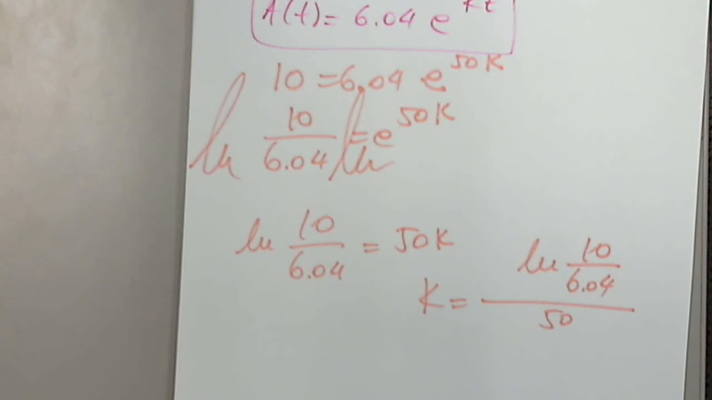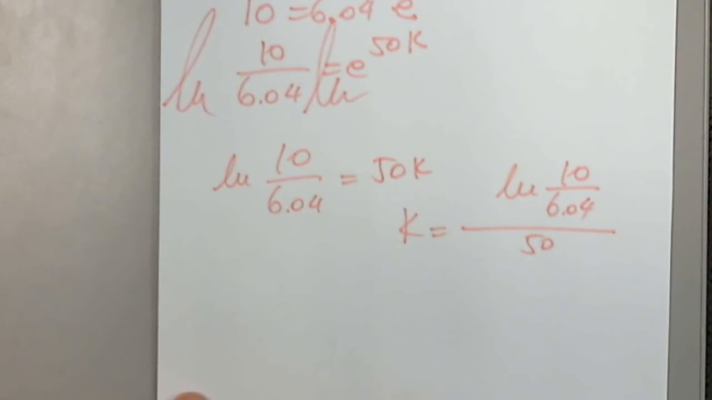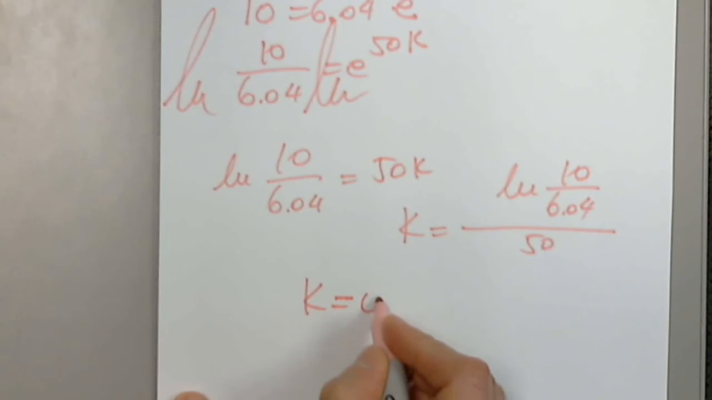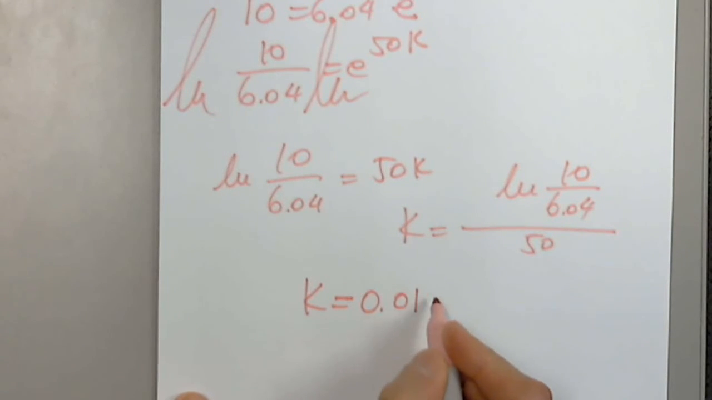Awesome. Well done. So let's plug it in. Natural log of 10 divided by 6.04, and everything divided by 50. So I got k. Don't forget 4 digits. k is approximately 0.0101. I rounded at the 5th digit.